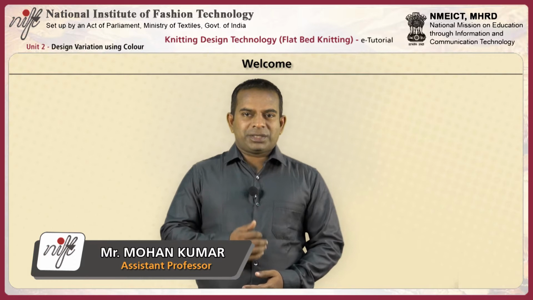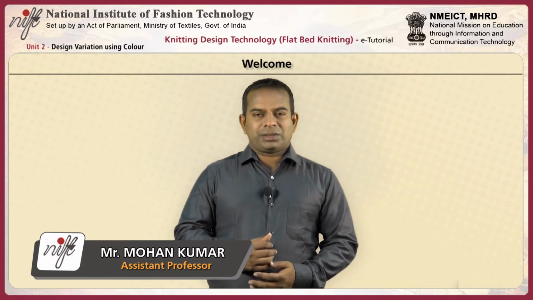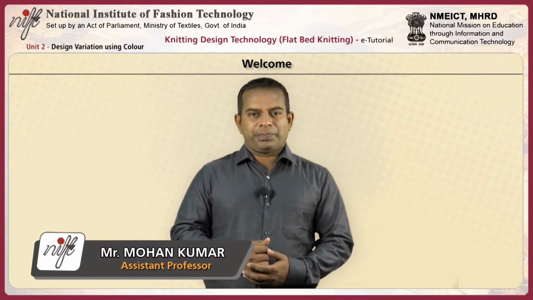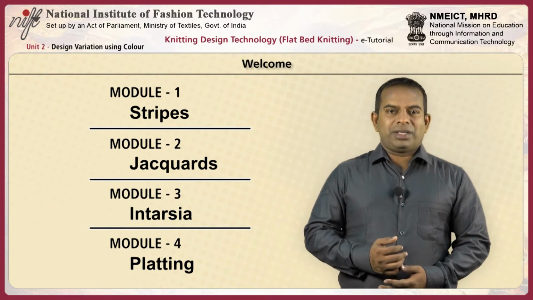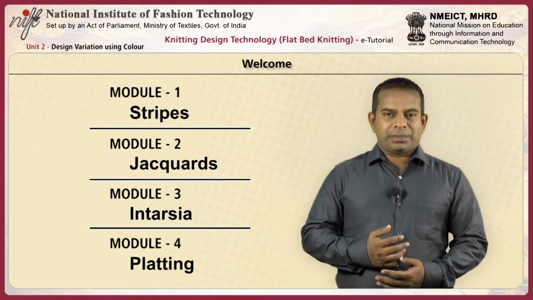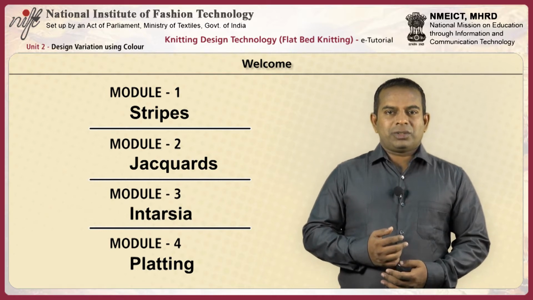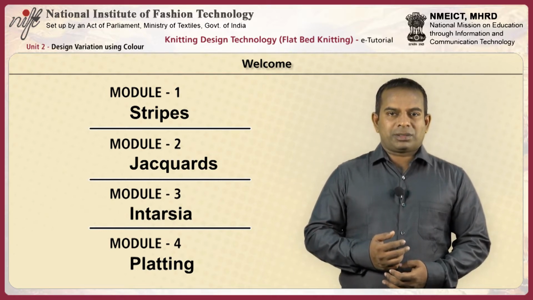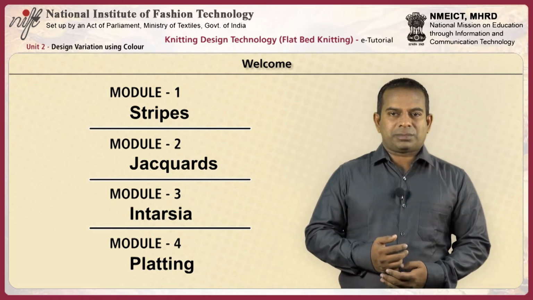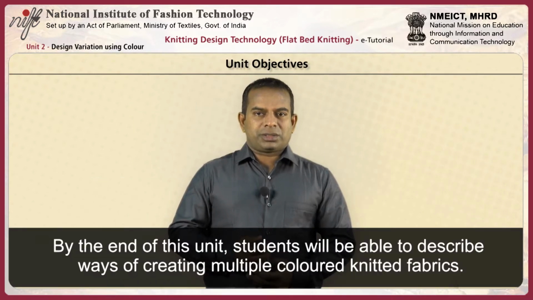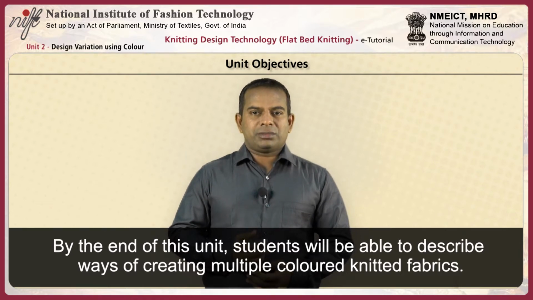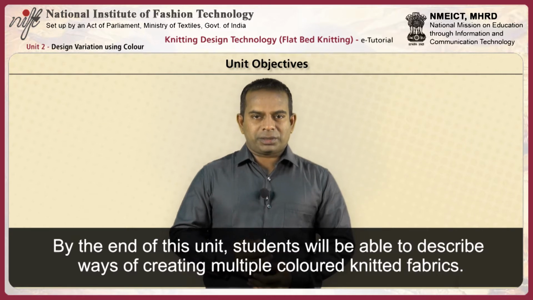So far, we have seen how to create various structures using a single color. Now let's look at the way we can add more colors to knitted fabrics to make more design combinations. It is also possible to mix colors with the structure designs to create more complex designs. By the end of this unit, students will be able to describe ways of creating multiple colored knitted fabrics.